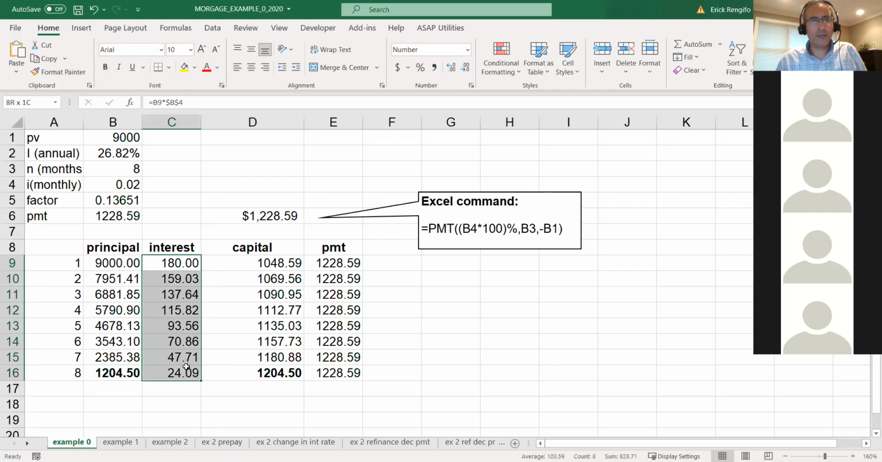Interest goes decreasing, capital goes increasing. So it started at 180, ends up being 24. It starts at 1,048, ends in 1,200. And the payment never changes. This is the French method. Got it? Questions?